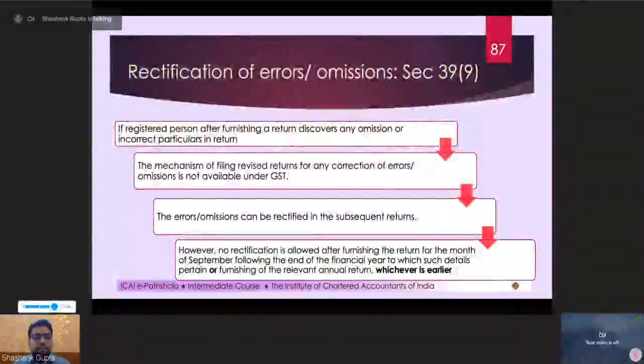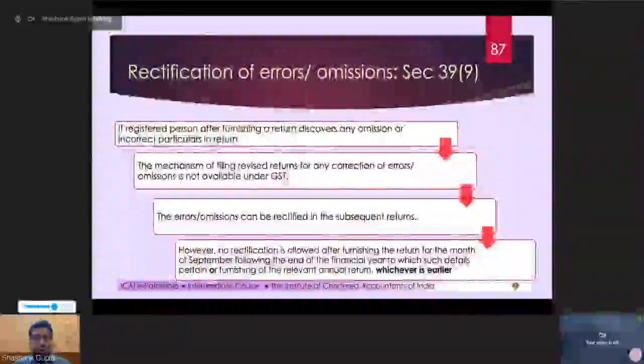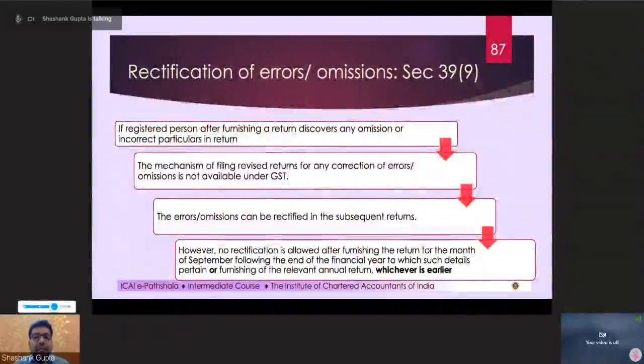Rectification of errors and omissions. If a registered person, after furnishing a return, discovers any omission or incorrect particulars in the return, then he can rectify it in the subsequent returns. However, the last date for undertaking any rectification is the due date of filing the return for the month of September of the ensuing financial year, that is, for financial year 2021, it is September 21, the due date October 20, or the furnishing of the relevant annual return, whichever is earlier.